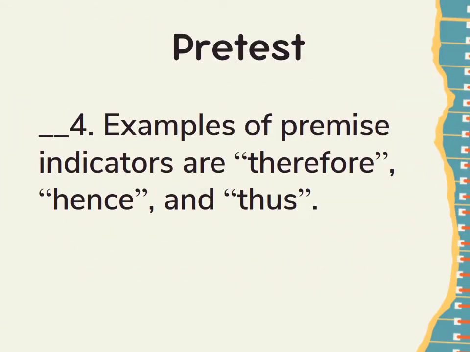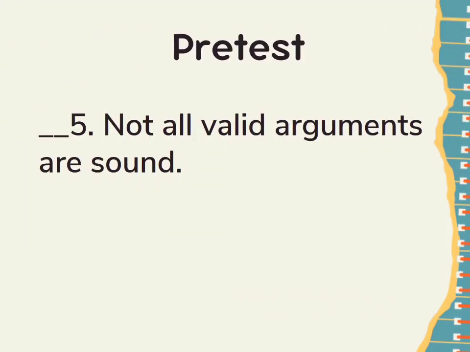About number 4. Examples of premise indicators are therefore, hence, and thus. Is this true or false? And the correct answer is, it's false. The last, number 5. Not all valid arguments are sound. Is this true or is this false? The correct answer is, it's true. Did you get all the correct answers? Great job!